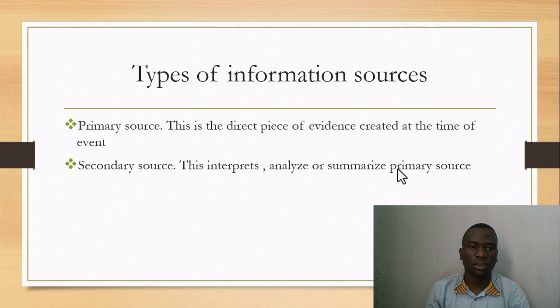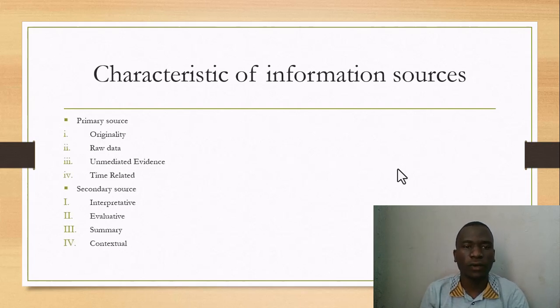Then a secondary source interprets, analyzes and or summarizes the primary source. Then we have the characteristics of information sources. We are still looking at the primary source and the secondary source. Let us see the characteristics of each type of information source.